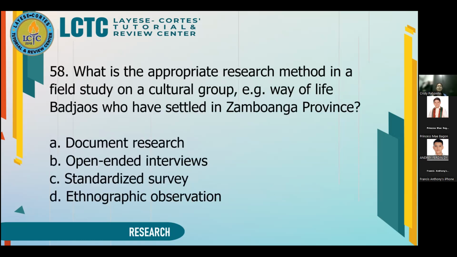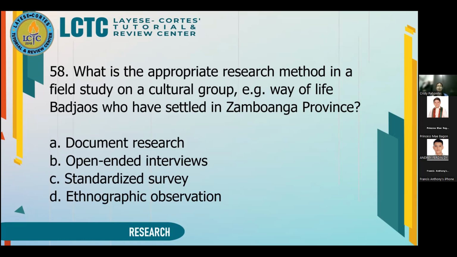58. So what is the appropriate research method in a field study on a cultural group? For example, way of life of Badjaus who have settled in Zamboanga province. Way of life of Badjaus. So Badjaus are considered as what group of people in the Philippines? They are considered as an ethnic group? Yes, ma'am. So the answer is letter D. Letter D. Yes, very good.